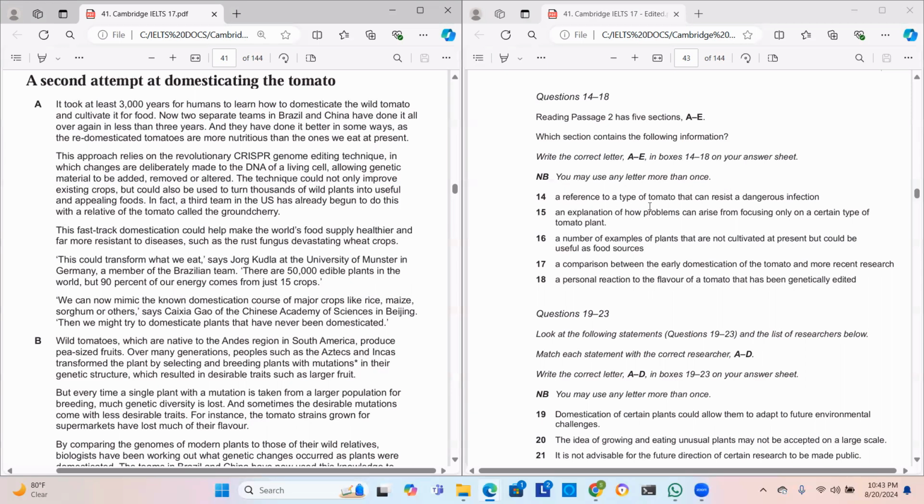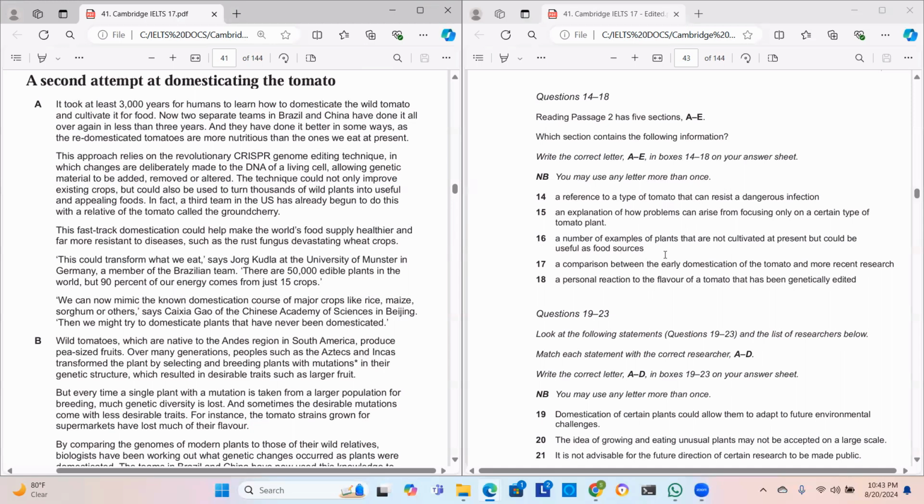An explanation of how problems can arise from focusing only on a certain type of tomato plant. Did he speak about any tomato plants here? No, he was just talking about around 3,000 years ago and Brazil and China, right? About this editing technique. And I don't think there is any explanation of how problems can arise. He didn't talk about any problems here, right?